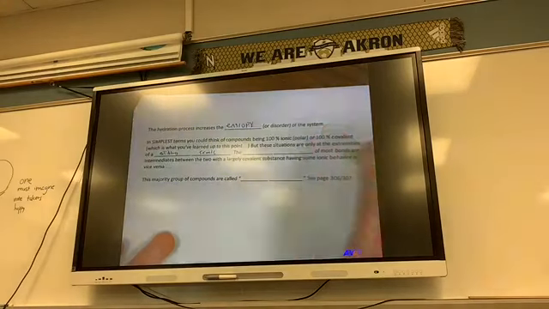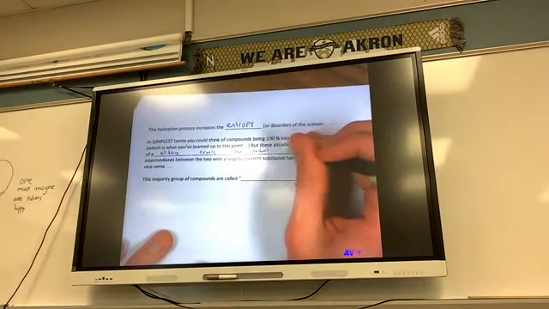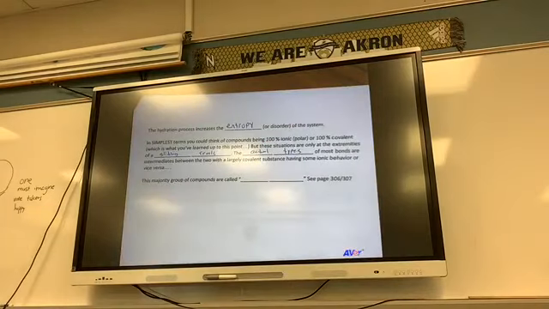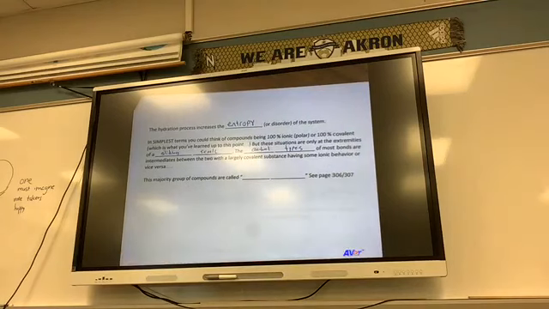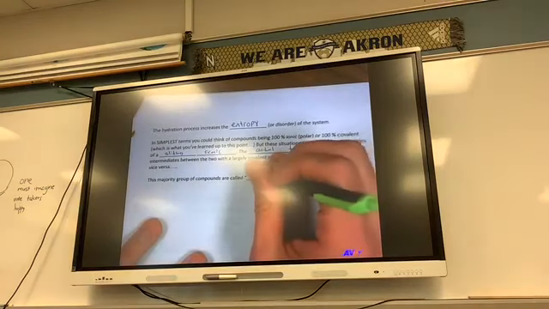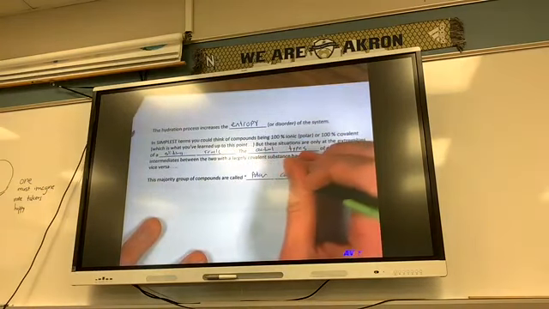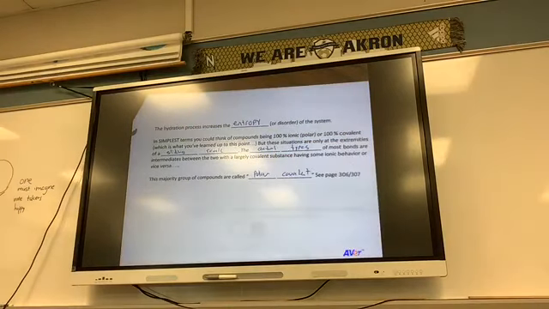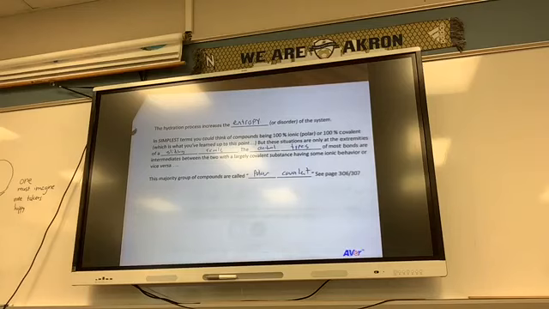So, the actual types of most bonds are intermediates between the two, with a largely covalent substance having some ionic behavior or vice versa. Which means the majority of compounds are what? Polar covalent. Boom. Clap it up. Polar covalent. That is most of chapter 8. Well, that's not all of chapter 8.